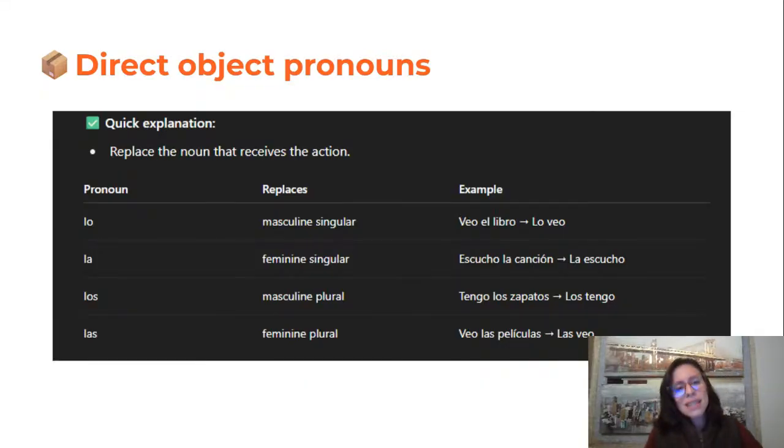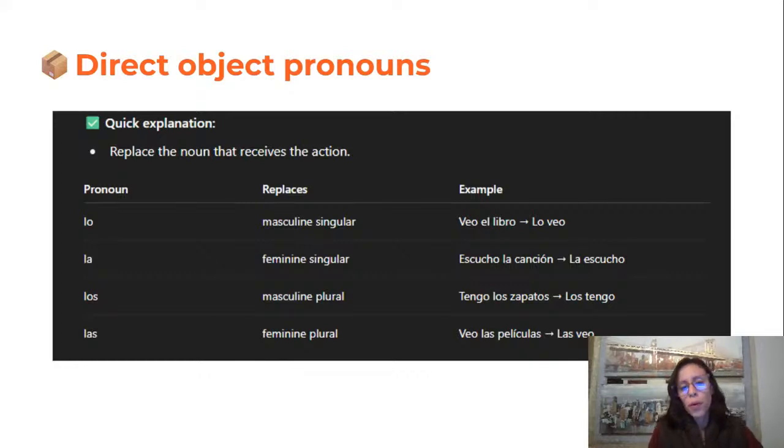Now, let's see direct object pronouns, which includes the "los" that Willie brought here to the chat. Direct object pronouns are the words that will replace the noun that receives the action. Okay? Not only that receives the action, but also the object of the action itself.